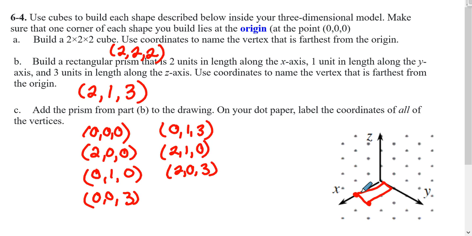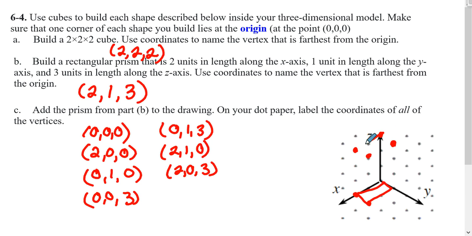So what I did is I went 2 along the x, 1 along the y, and that makes the rectangle for the base. And then the height of this prism, it all goes up 3 units. So all these go up 3 spots. So from this point, it goes 1, 2, 3. From here, it goes 1, 2, 3. From here, it goes 1, 2, 3. And from here, it goes 1, 2, 3.